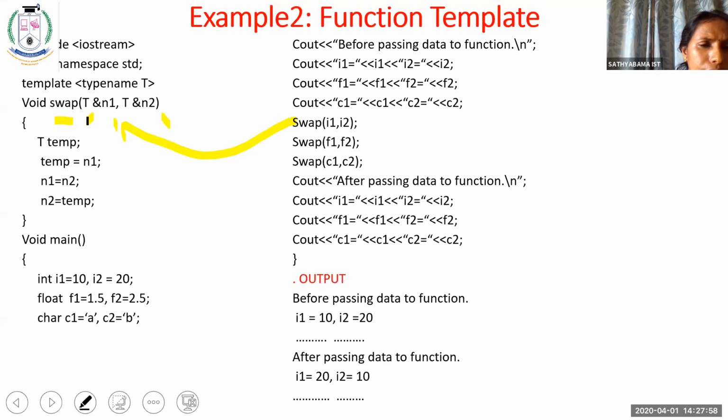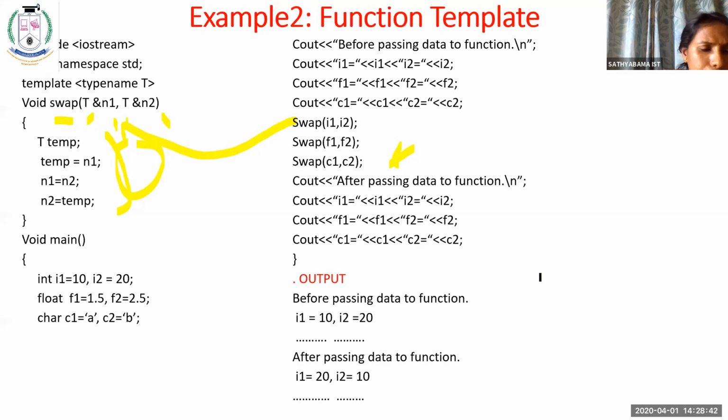Now, what is the type of T? Now T will act as an integer. Yes or no? The compiler, during compilation time, according to the input passed by the user, if you pass an integer value, then T will act as an integer. You understood? Once you get the values n1 as well as n2, it will perform the swapping process. Whatever operation you do on the formal parameters automatically reflects back in your main program.